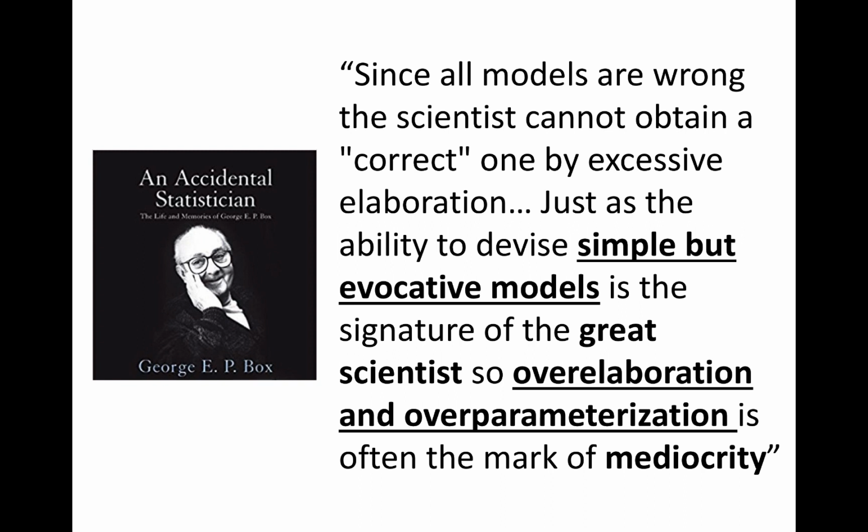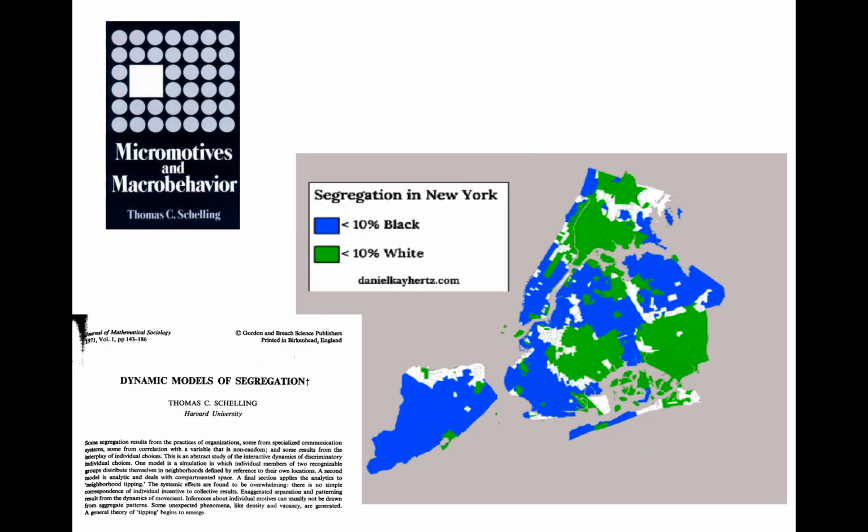This may sound very abstract, so let me give you a particular example to illustrate what a simple but evocative model is about. This example is based on a model developed by Professor Thomas Schelling on racial segregation. Here is an illustration of the strong racial segregation in New York. The typical explanation back then in the 60s and 70s for what led to this huge racial segregation is that people have very strong racial bias. And Thomas Schelling developed a model to challenge that conventional wisdom.